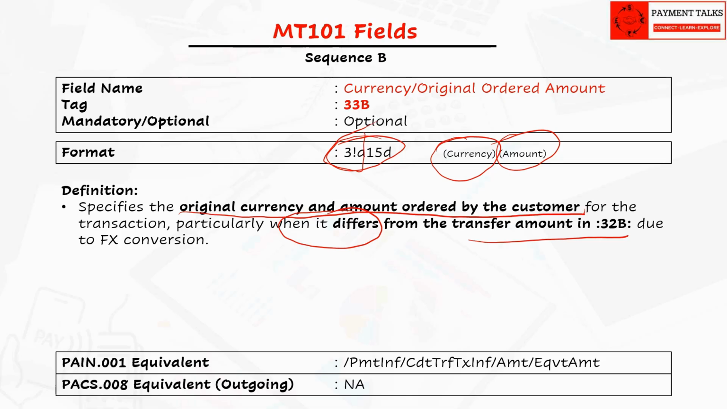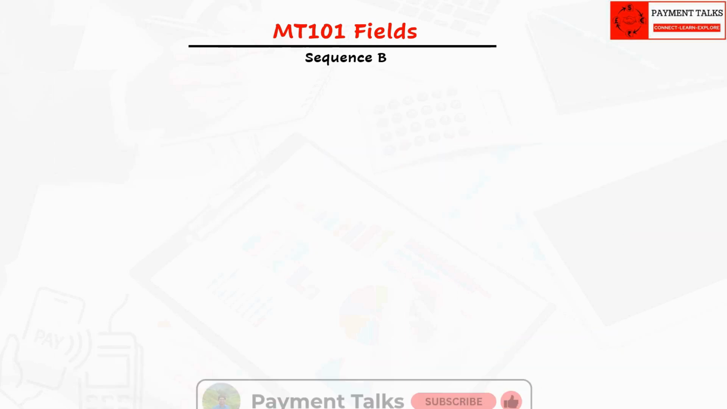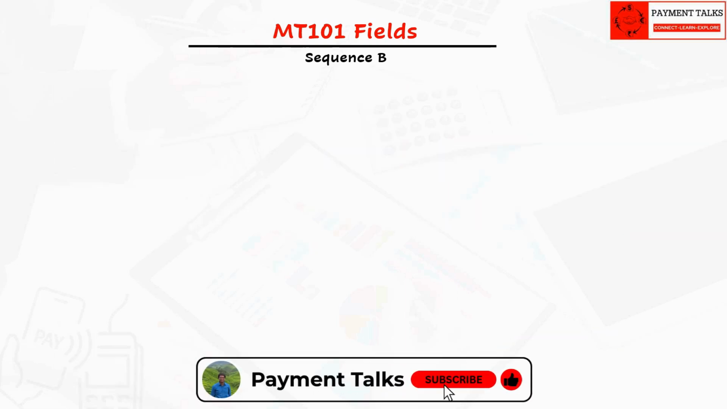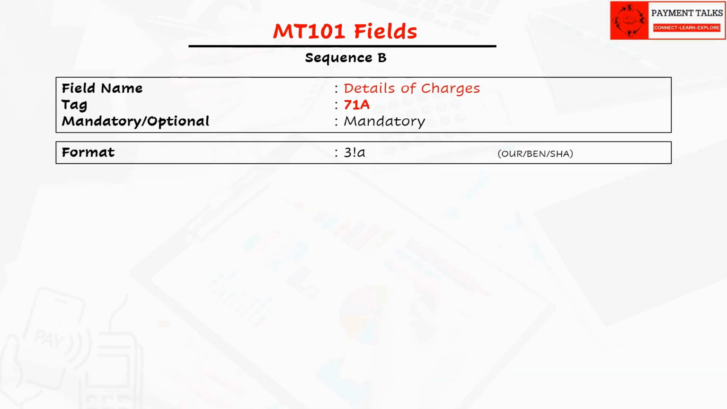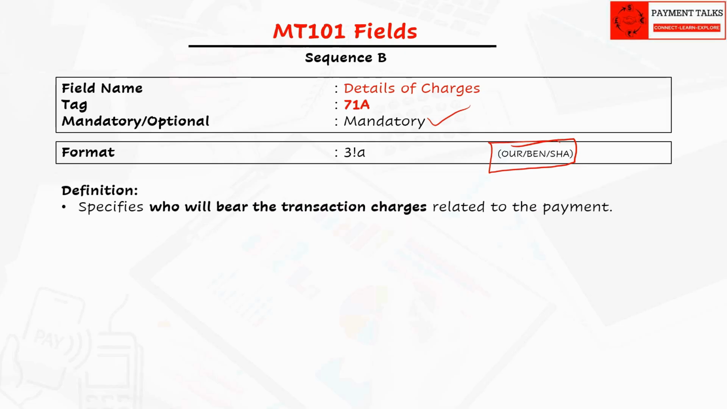We have already discussed this field in detail, including why and where it is mapped to PAIN.001. The next field is details of charges, tag 71A. This field is mandatory. It carries any of three codes: OUR, BEN and SHA. This field specifies who will bear the transaction charges related to the payment. We have done a separate video on this topic, and please refer to that video for more details.